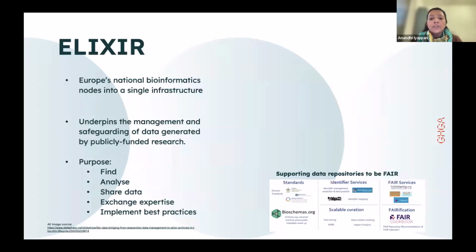They also support data repositories by fostering FAIR principles, like ensuring that standards are being established, identifier services are being put in place for the services being developed, and scalable curation is taken care of for the data. They also make use of standardized representation of their data in the form of Bioschemas, to name a few.